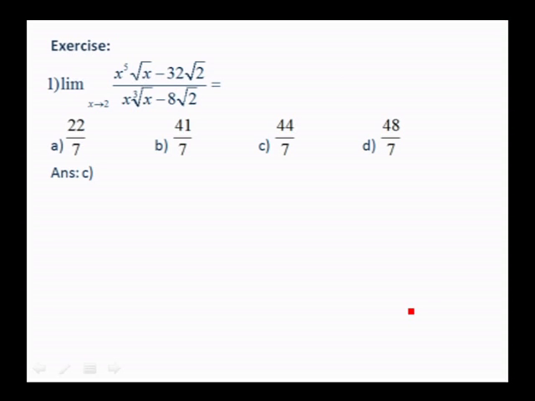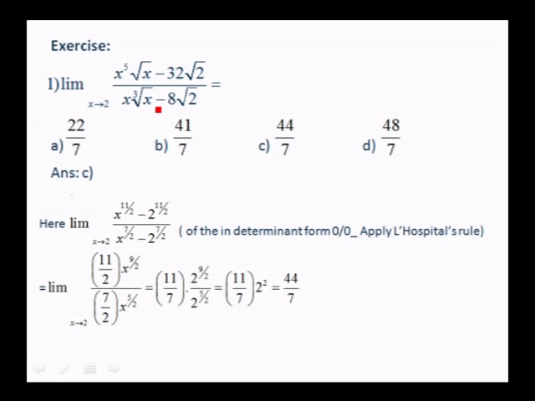First problem, limit as x tends to 2 of (x to the power of 5 into root x minus 32 root 2) over (x cube into root x minus 8 root 2). So, if I just simplify that, root x, so 5 and a half, that is 11 by 2, 2 to the power of 11 by 2 also, because it is 2 to the power of 5 into root 2. Here x cube into root x, that is x to the power of 7 by 2, 2 cube into root 2, that is 2 to the power of 7 by 2.